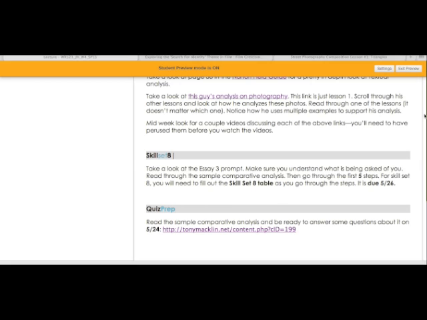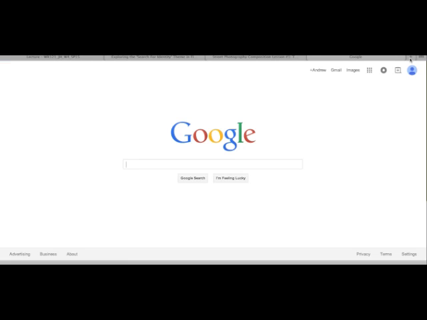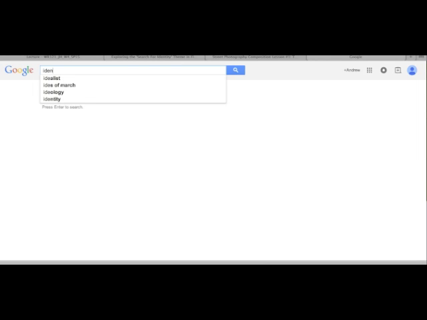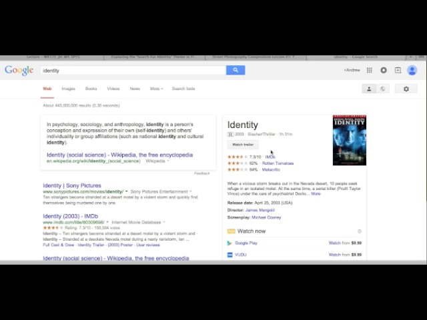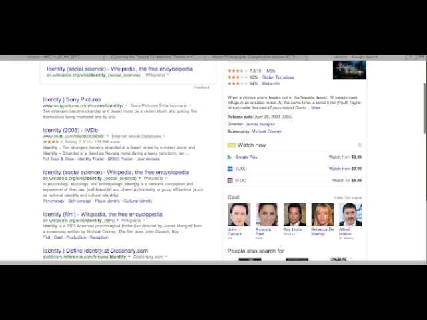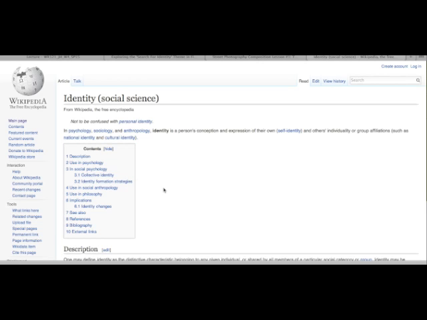So let me just demonstrate that process a little bit here. And as I mentioned before, you can do this, and you can start simply. So I just looked for identity. Of course, the movie comes up. But what I'm going to do is take a look at Wikipedia. It's a good starting place. Never an ending place, right? You never want to cite Wikipedia, but it's a great starting place.